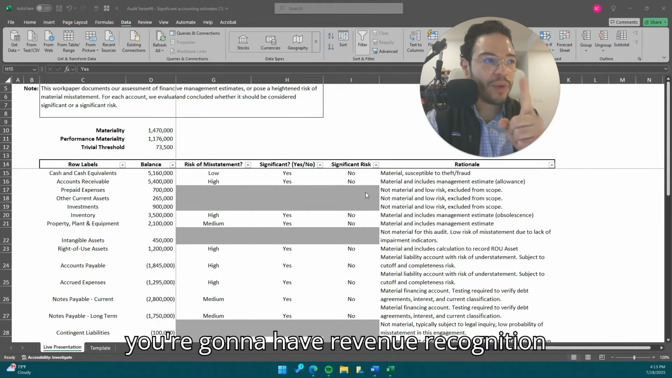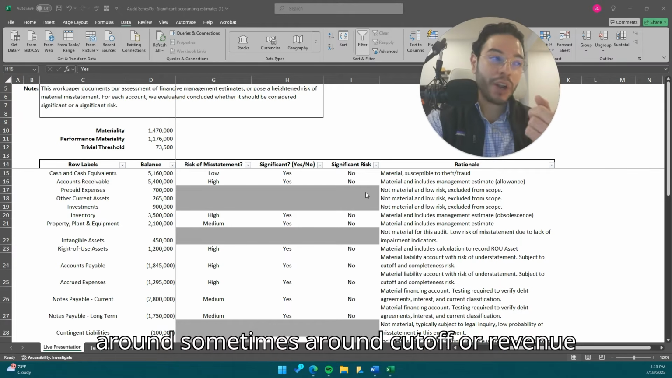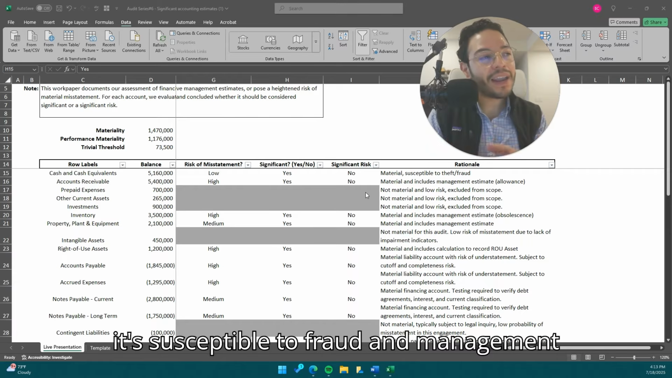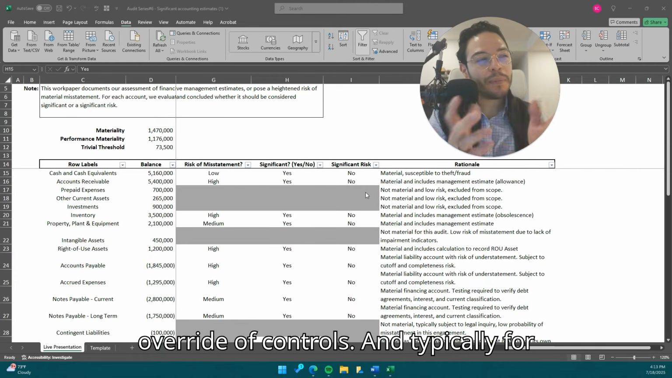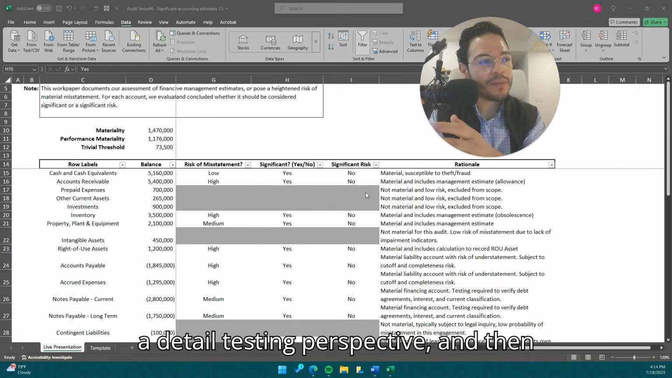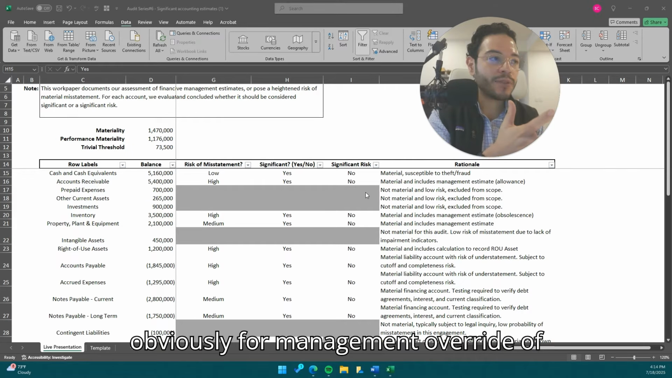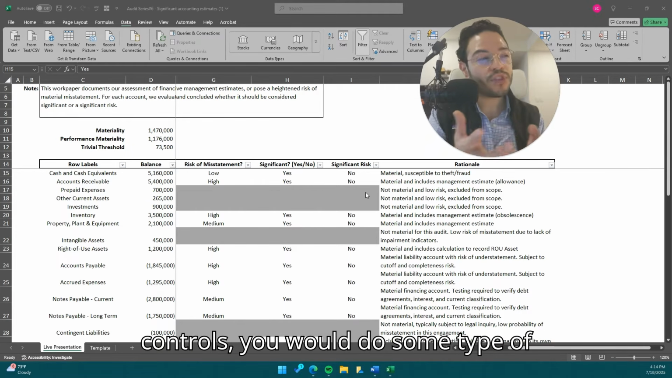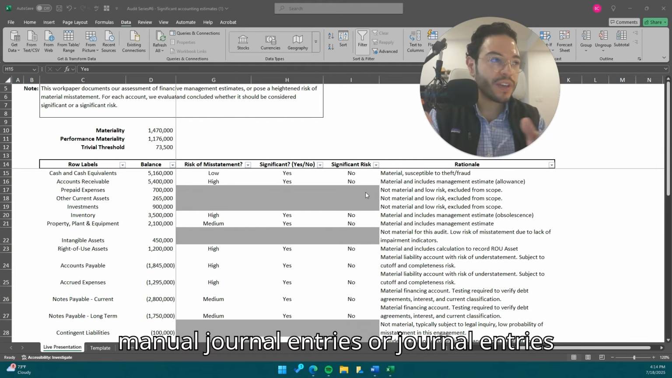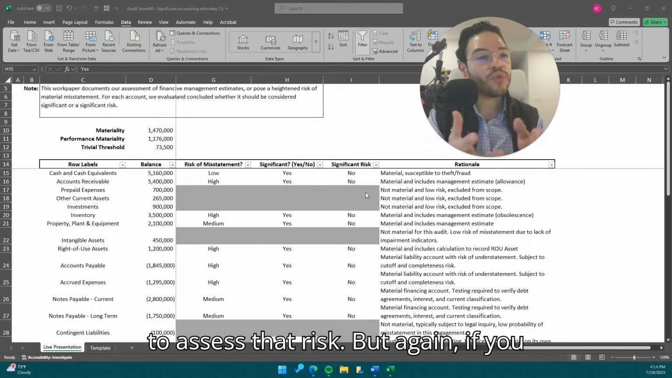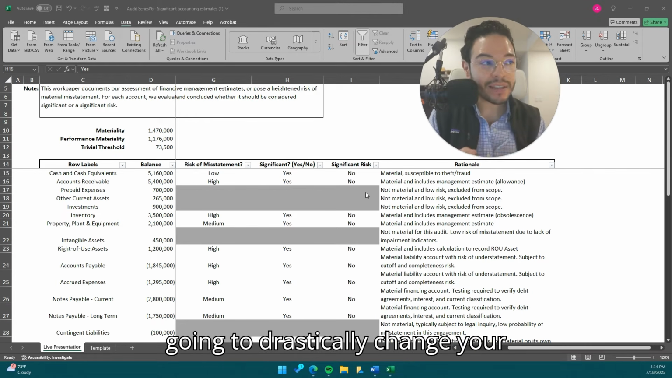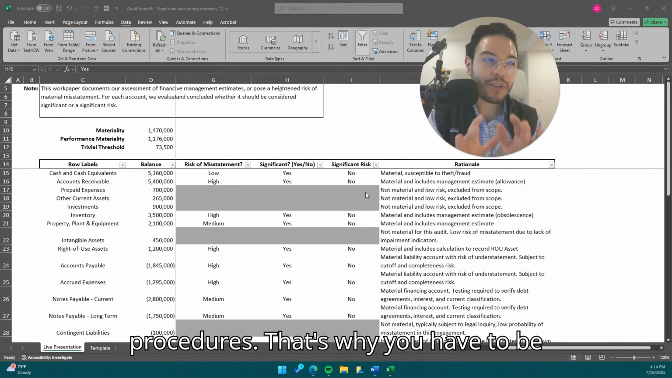you're going to have revenue recognition sometimes around cutoff, or revenue recognition in general, because again, it's susceptible to fraud, and management override controls. And typically for those two, you would test revenue from a detail testing perspective, and then obviously for management override controls, you would do some type of journal entry testing where you test all manual journal entries or journal entries at a certain period of time in order to assess that risk. But again, if you label an account significant risk, it's going to drastically change your procedures. That's why you have to be very careful.